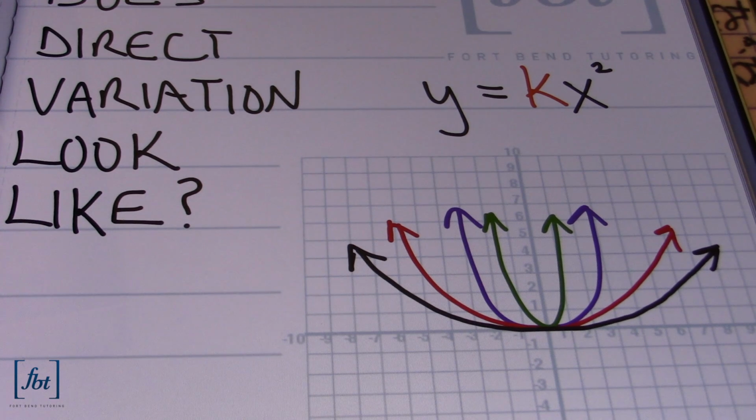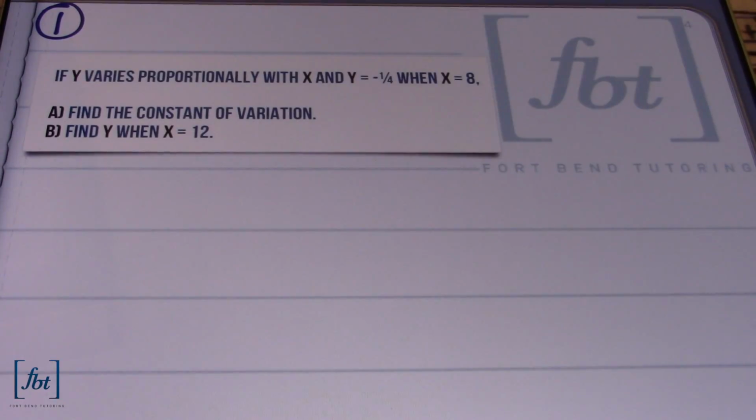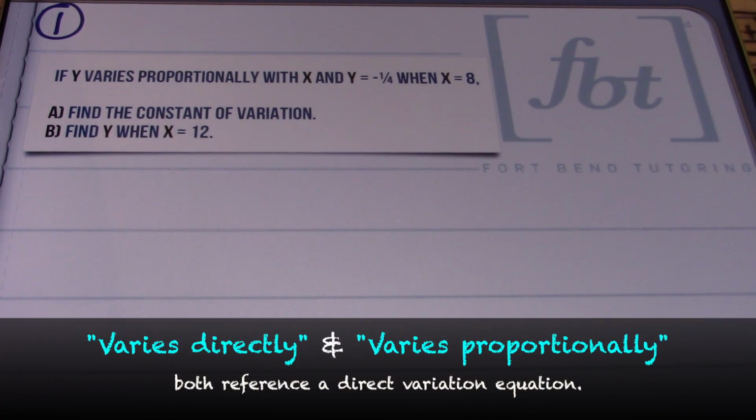All right, let's move on to number 1. So for number 1 here, we have the problem: if y varies proportionally with x and y equals negative 1/4 when x equals 8, A asks us to find the constant of variation, aka the constant of proportionality. Notice that sometimes the problem can read y varies proportionally with x, or it can also read y varies directly with x. Both of these phrases are referring to direct variation.